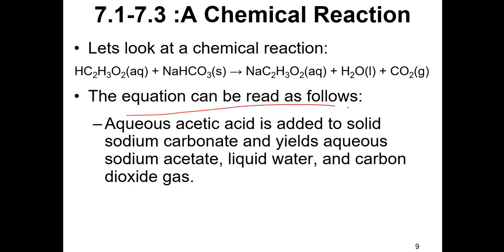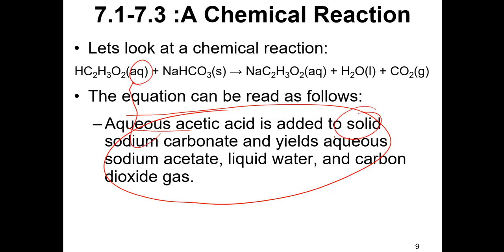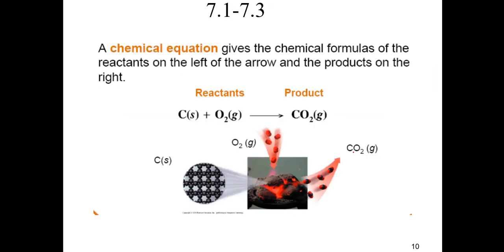I could give you a paragraph that looks like this, and then I could want you to go ahead and put in the physical state symbols. So aqueous acetic acid, so AQ, is added to solid sodium bicarbonate, yields aqueous, AQ, sodium acetate, liquid water, and then carbon dioxide gas. So make sure you know the relationships between the names and the symbols.